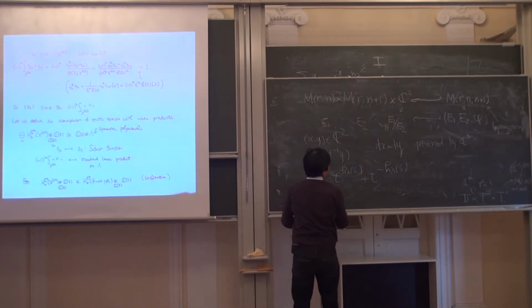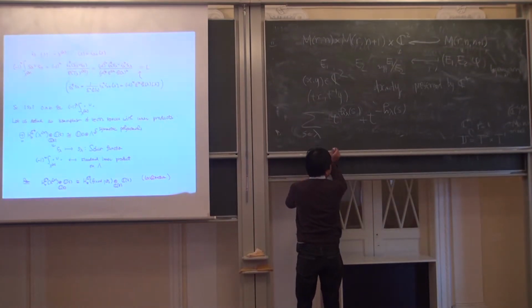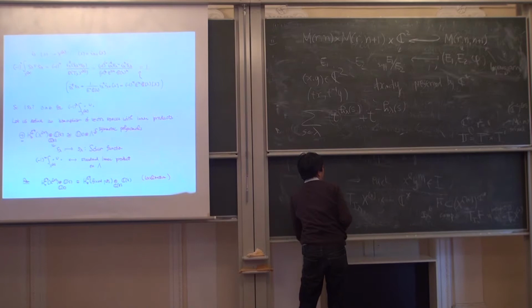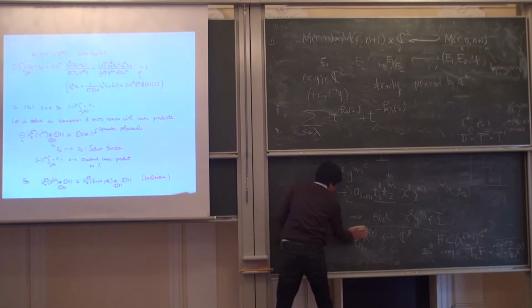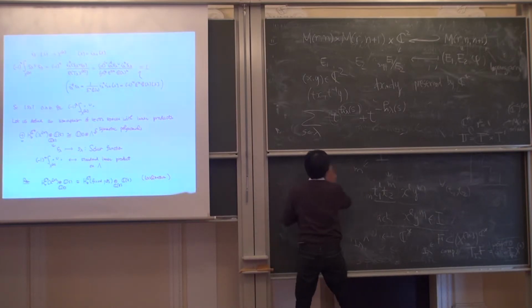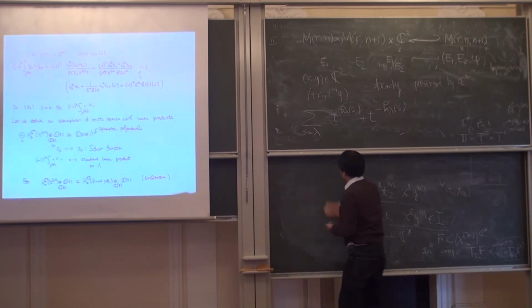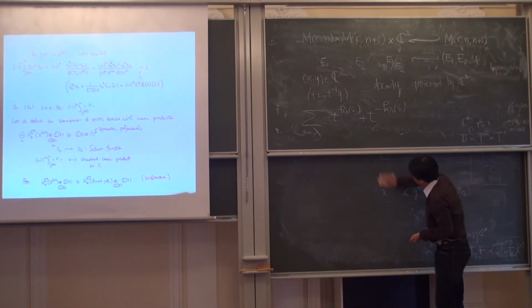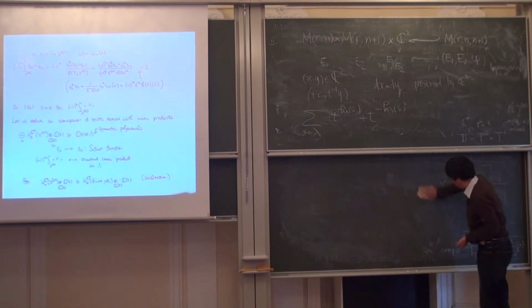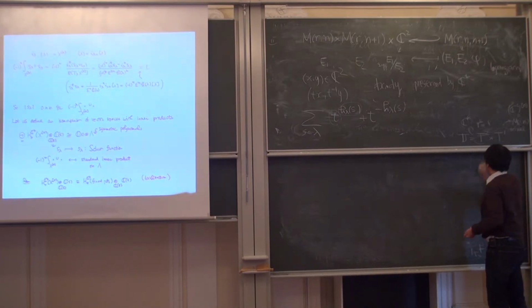Then, if you consider the integral of this class, it is, up to sign, equal to 1. So in that sense, this gives an orthonormal basis of the equivariant cohomology. So this is a very nice basis.